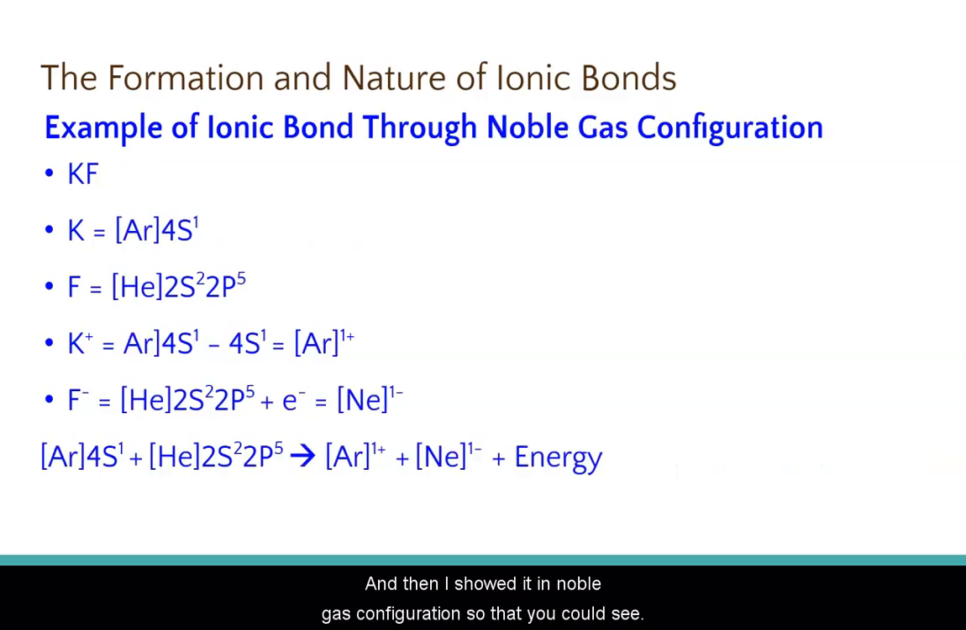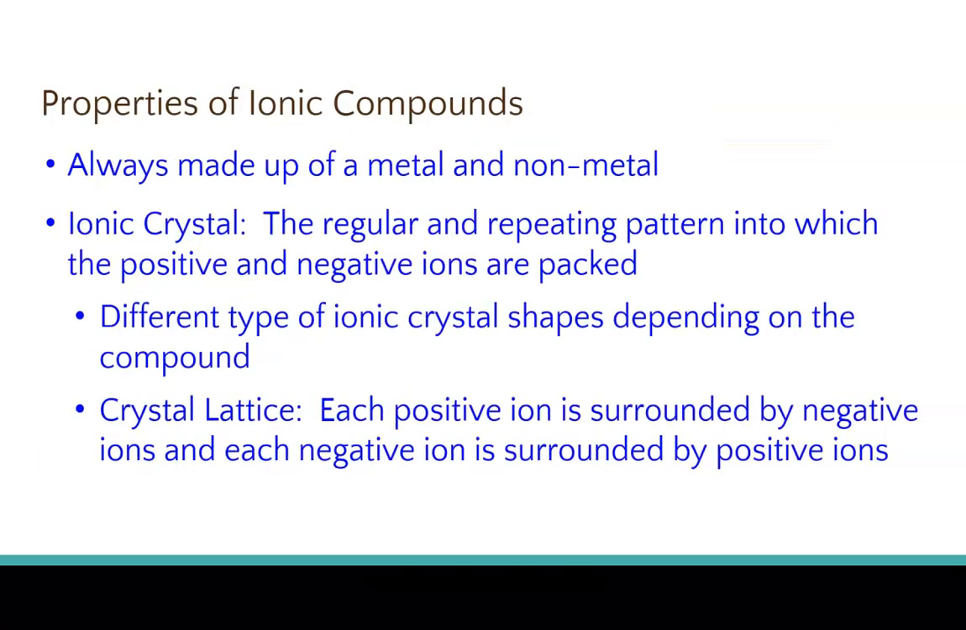And then I showed it in noble gas configuration so that you could see. So some properties of ionic compounds: they're always, this is one of the few alwayses in chemistry, made up of a metal and a nonmetal. And they make something called an ionic crystal. This is the regular and repeating pattern into which the positive and negative ions are packed. There's a ton of different ionic crystal shapes depending on the compound.